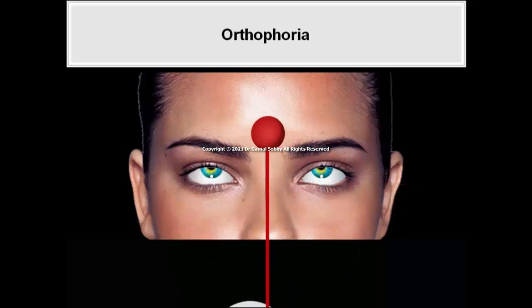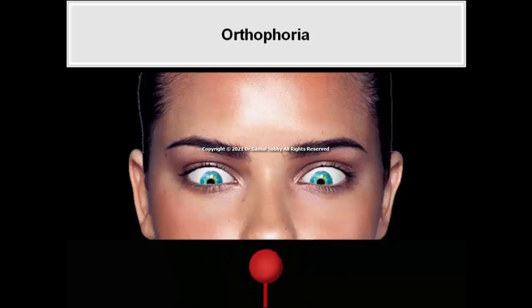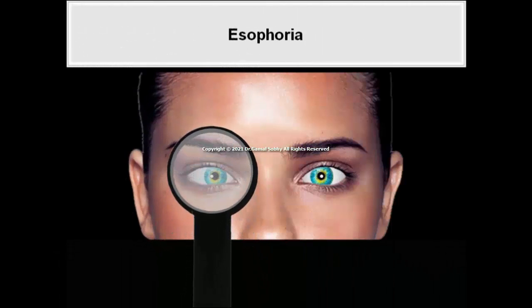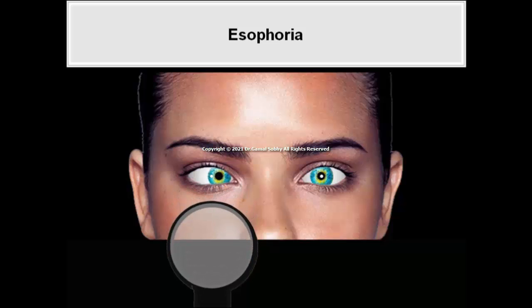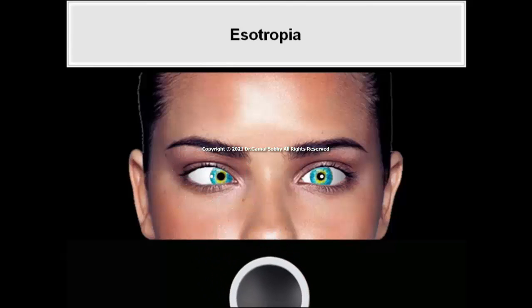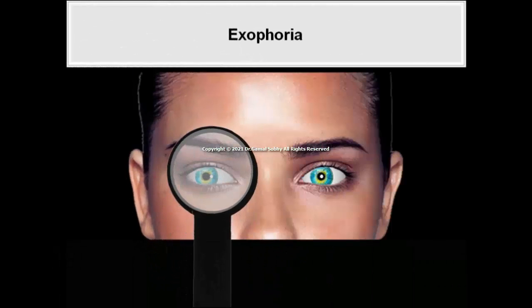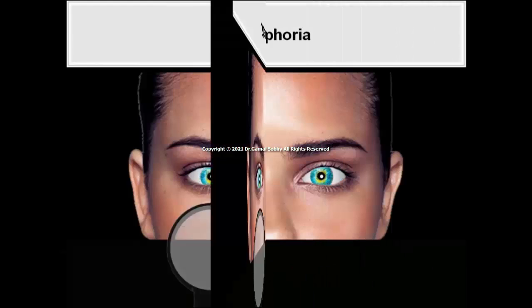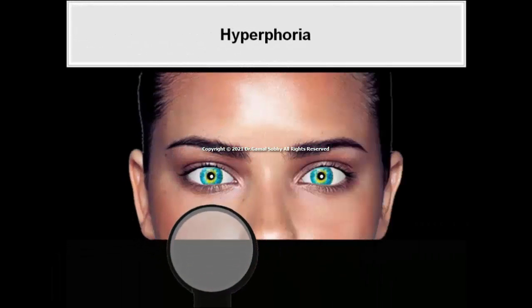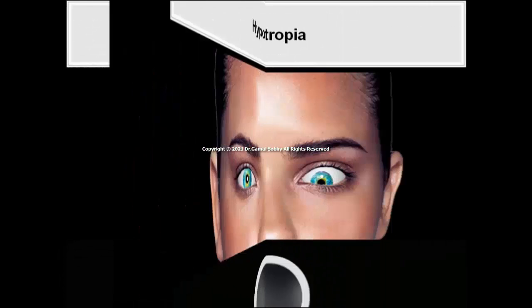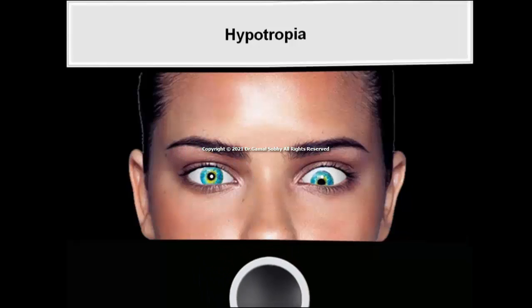This is termed orthophoria. Orthotropia is present when a cover test is negative upon covering either eye in all directions of gaze. There are a variety of heterophoric and heterotropic deviations. If the visual axes converge, the condition is called esophoria or esotropia. And if the visual axes diverge, it is known as exophoria or exotropia. Hyperphoria or hypertropia occurs if one visual line is higher than the other. Hypophoria or hypotropia occurs when the visual line is lower than the other.